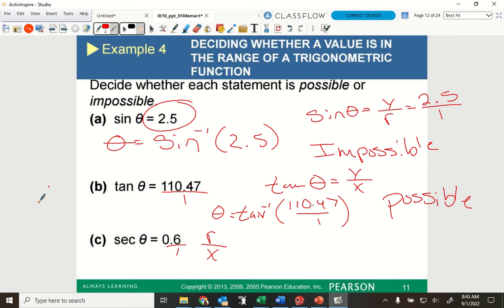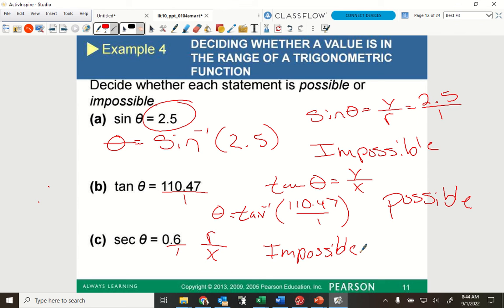How do I check my answer? On the calculator. Just plug it in. And if you get undefined, that means it's impossible. So this is impossible. Alrighty.